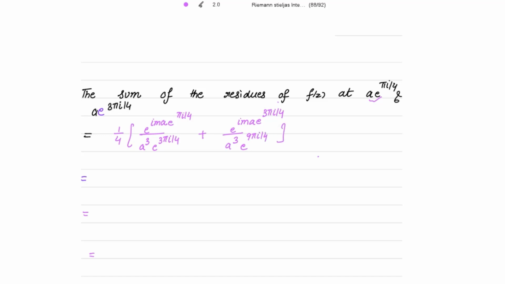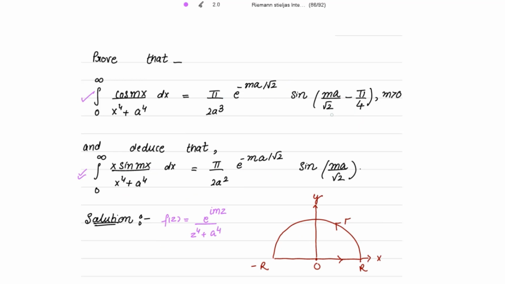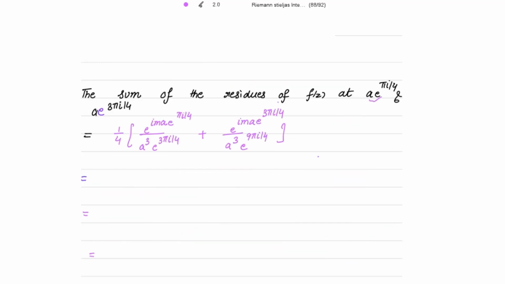Now I need to make some adjustments over here, because I'm having a sine of m a over root 2 minus pi by 4. So I need the angle to be in m a by root 2 minus pi by 4. I require pi by 4 everywhere, or m a by root 2 I need, because I need to finally apply Euler's formula last. So this is 1 by 4 e to the power iota m a, I'm having e to the power pi iota by 4.